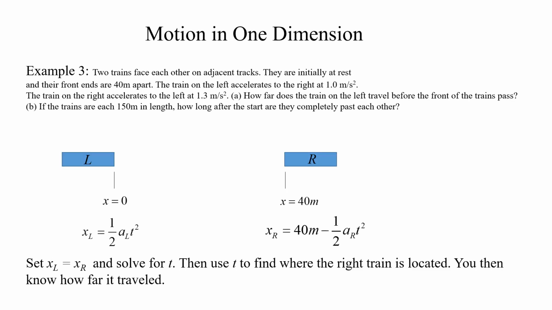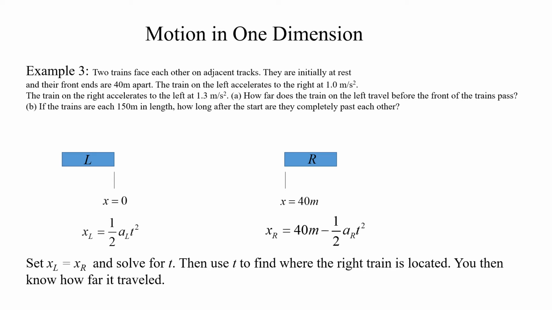All right, so here's the diagram that I've drawn. I have the train on the left, I mark that L, and the train on the right, I mark that R. So I've got the front of the left train, I set that position equal to 0. Since the right train is 40 meters away, its position is 40 meters.